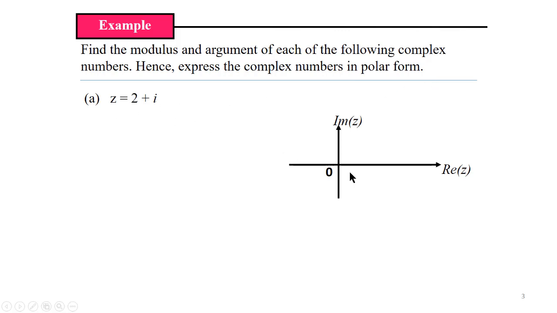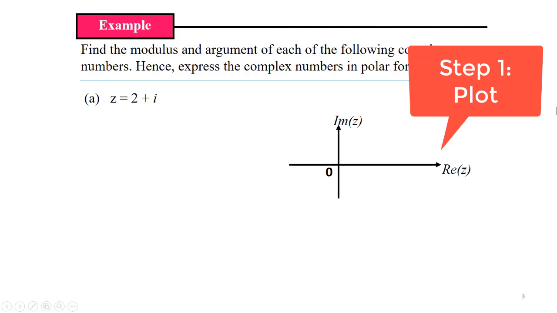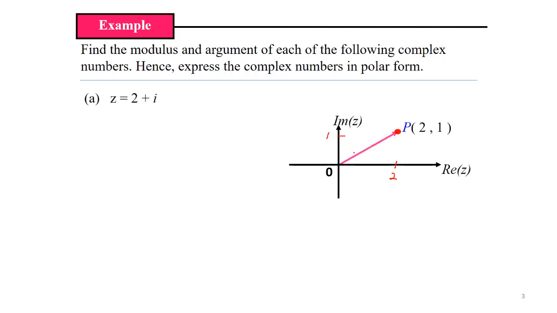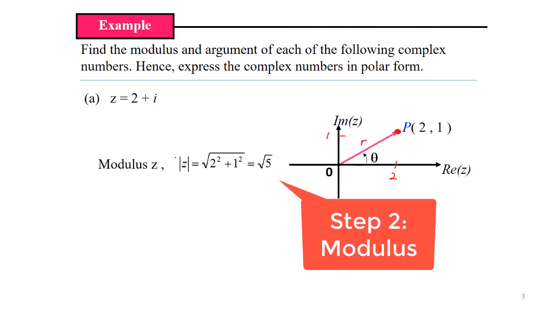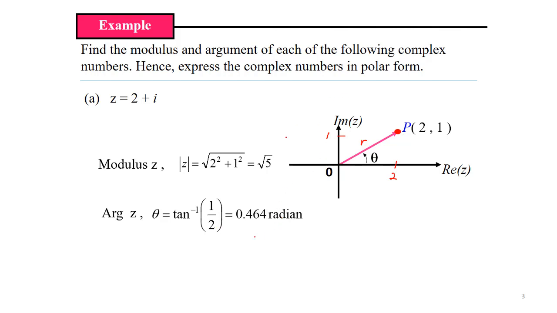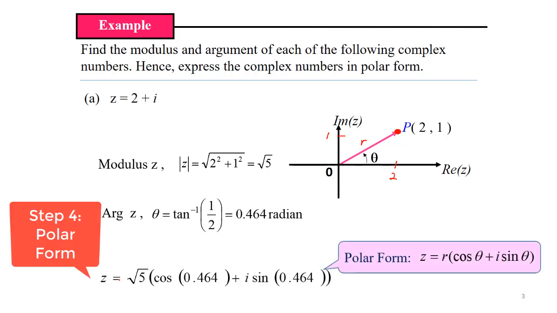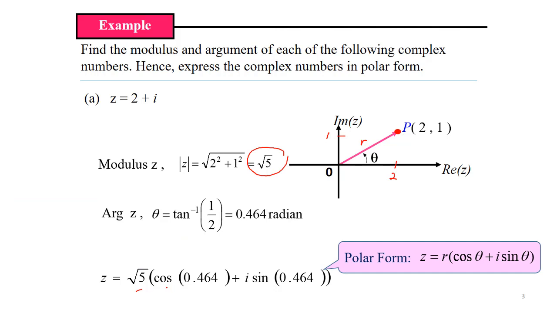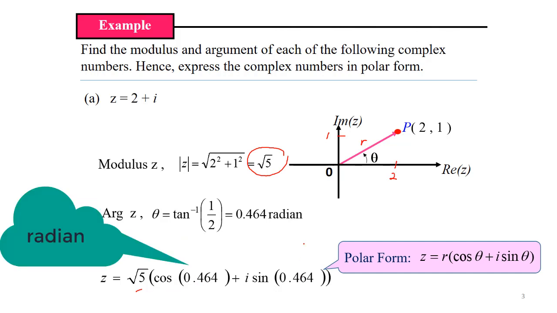The first one is 2 plus i. Again, we plot 2 on the real axis and 1 on the imaginary axis. So we get point P in the first quadrant and r there, and the angle is the reference angle. The modulus of z, we substitute into the formula and get the answer. Then the argument is arctangent b over a, in radians. To express in polar form, we substitute back the modulus that we got, square root of 5, and then cos theta plus i sine theta in radians.